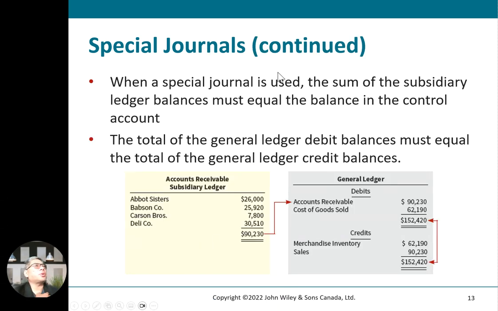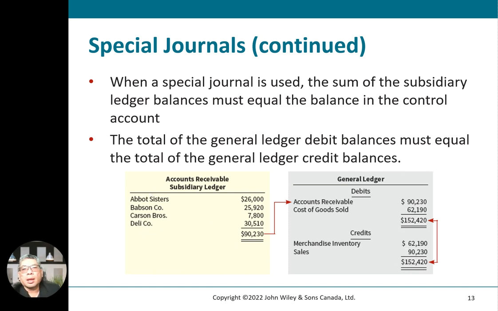When special journals are used, the sum of the subsidiary ledger must equal the balance in the control account. The total ledger debit balances must equal the total ledger credit balances. Here is an example: this is accounts receivable, and at the end of the period you put the balance in the general ledger, 90,230. There you go. This is your accounts receivable subsidiary ledger, and this is your general ledger.